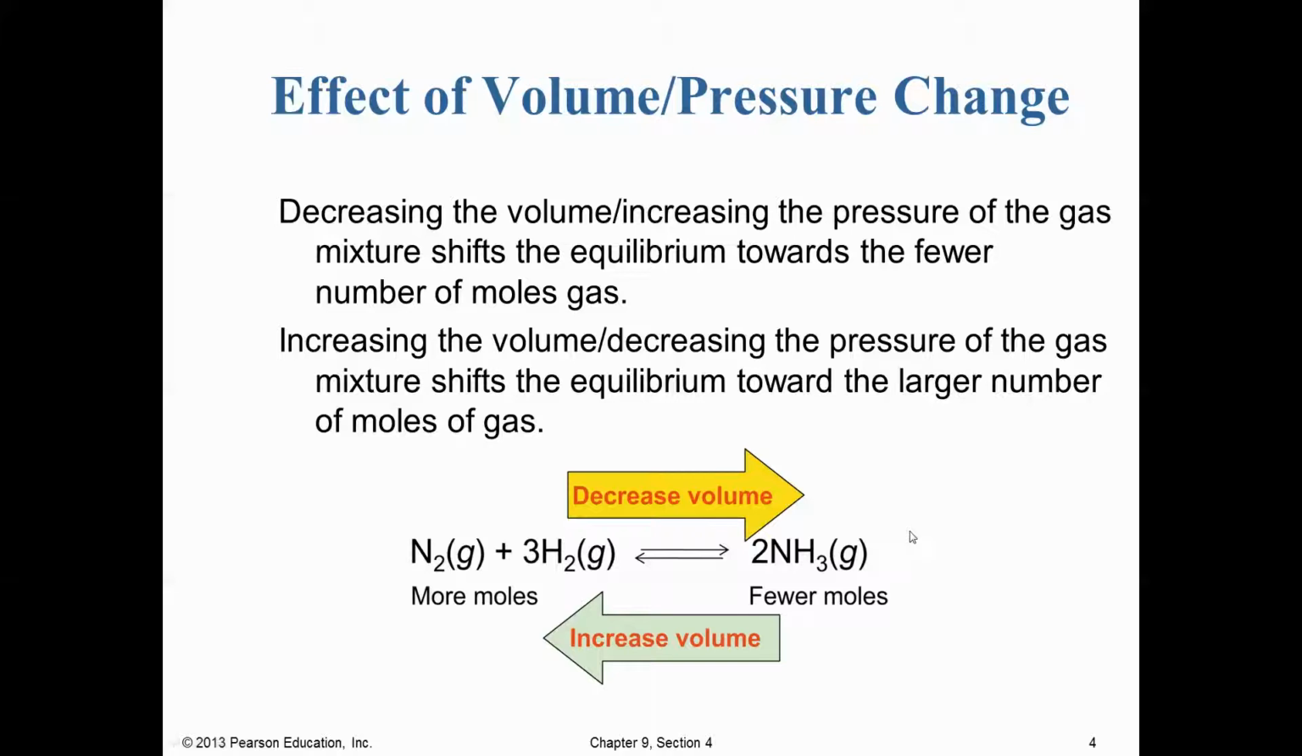So again, if we decrease our volume, increase our pressure, compress our reaction, we'll shift to the side with fewer moles of gas, which in this case happens to be the right side. You can see we have 2 moles of gas over here, and on the left side we have a total of 4 moles of gas.